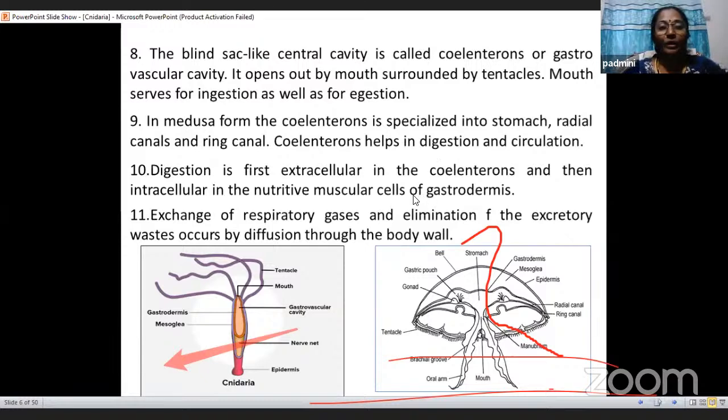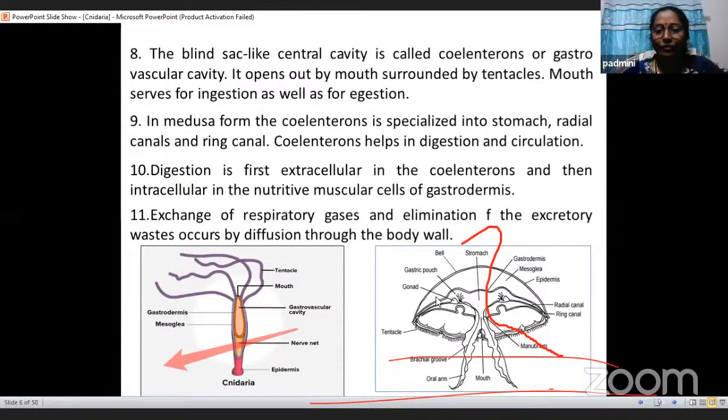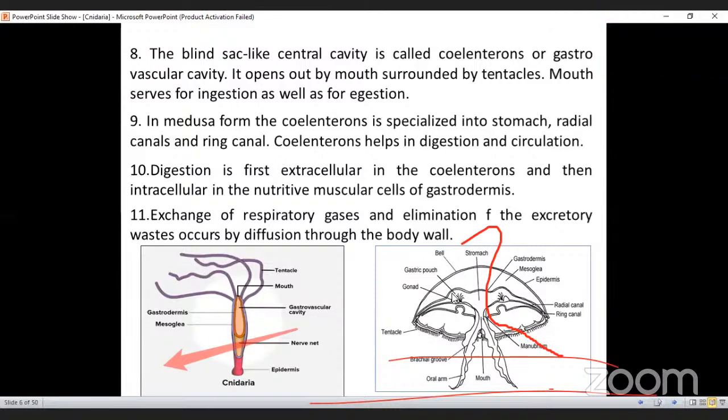Thank you. Okay, so they are made up of a specialized stomach. Then they have the radial canals and the ring canal, and this is the ring canal which goes around.